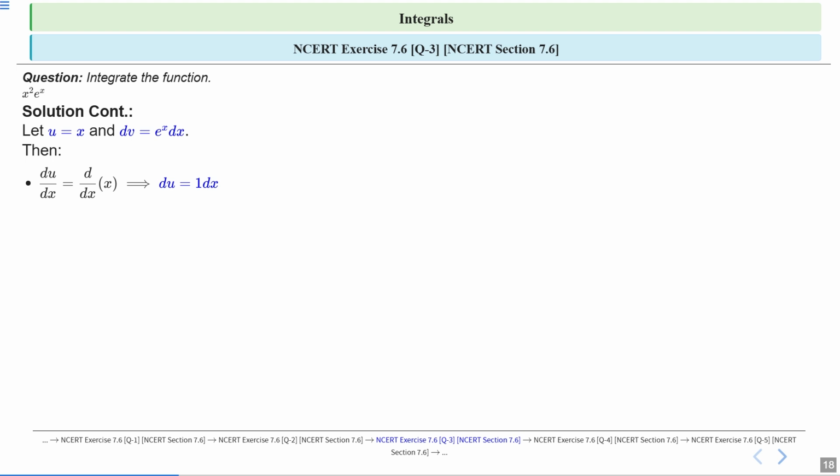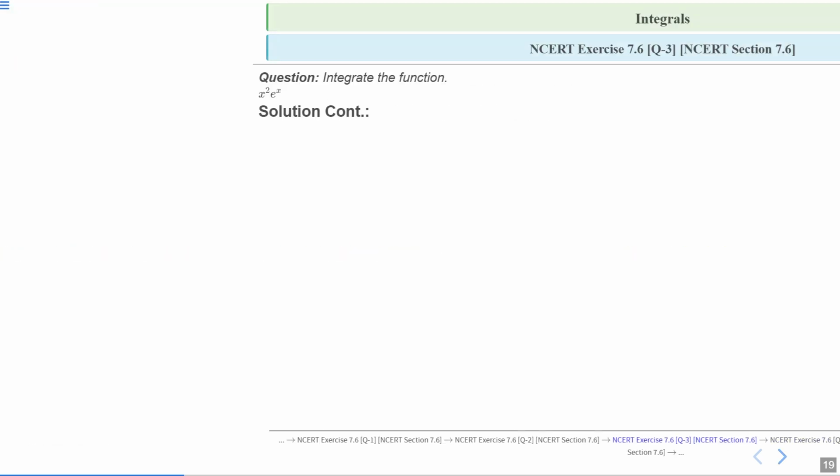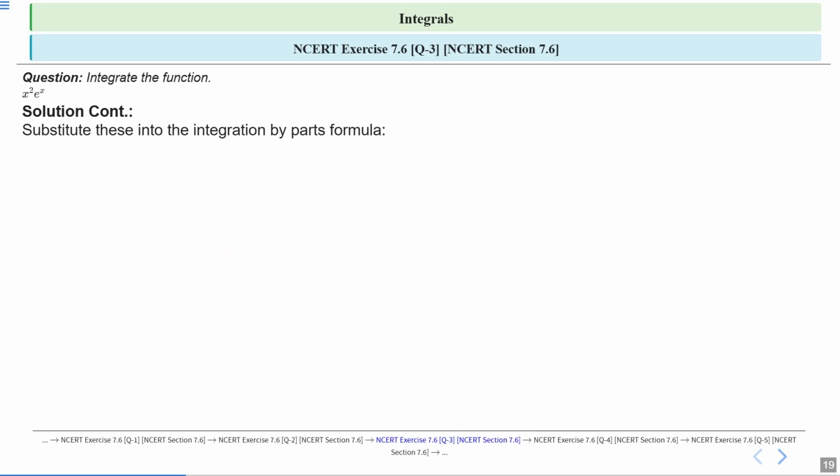So we have to find the value of du just by differentiating u with respect to x. So du by dx is equal to dx by dx. So du is 1 dx. And to get v, we have to integrate dv, and integration of e^x dx gives v equal to e^x. So when we substitute this into the integration by parts formula, we get x e^x minus integration of e^x into 1 dx.